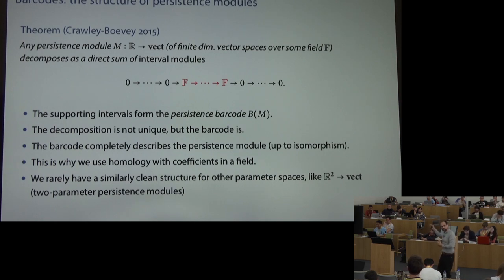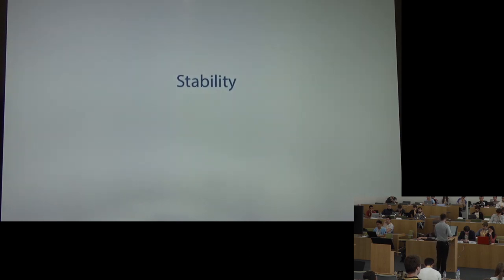We're in a lucky situation to have this kind of simple structure here. And if you generalize just a little bit, this simplicity goes away very quickly. That's just important to keep in mind. And that's the reason why we're working with vector spaces, and why we're working over just one parameter. Because then we have something we don't have otherwise, this property of stability.